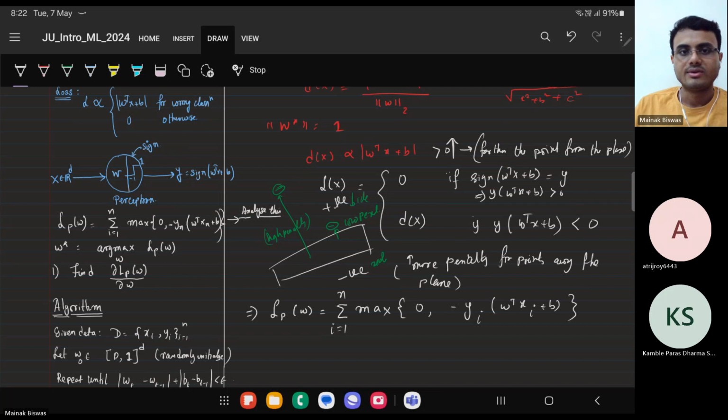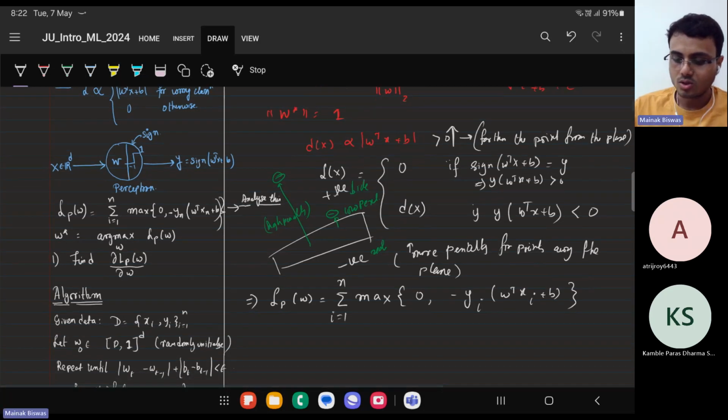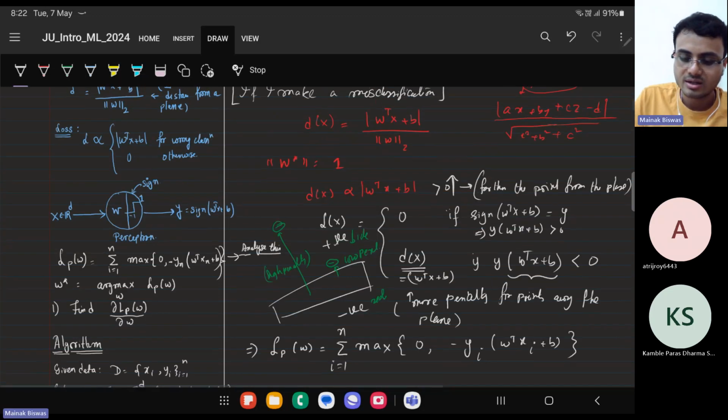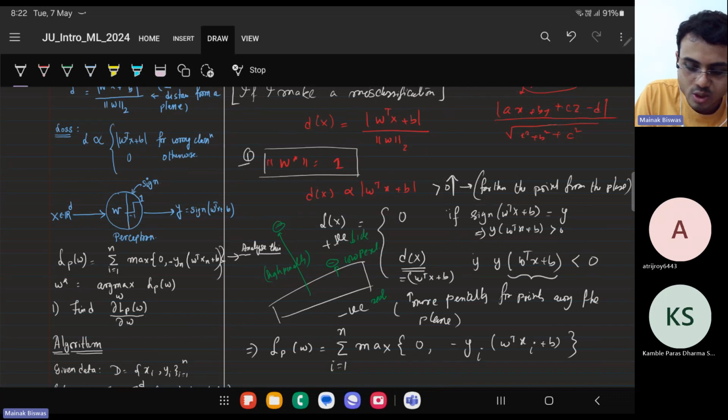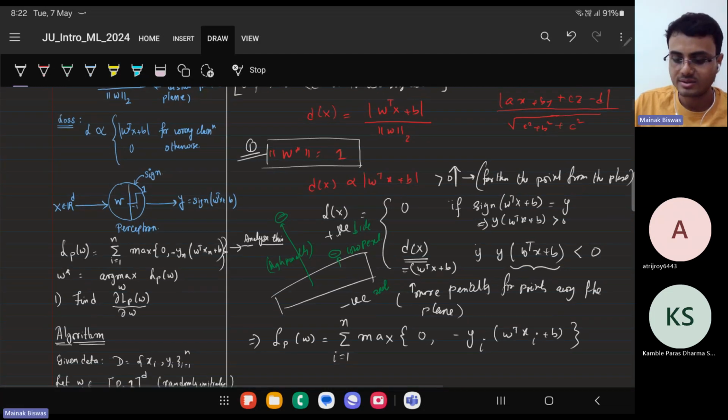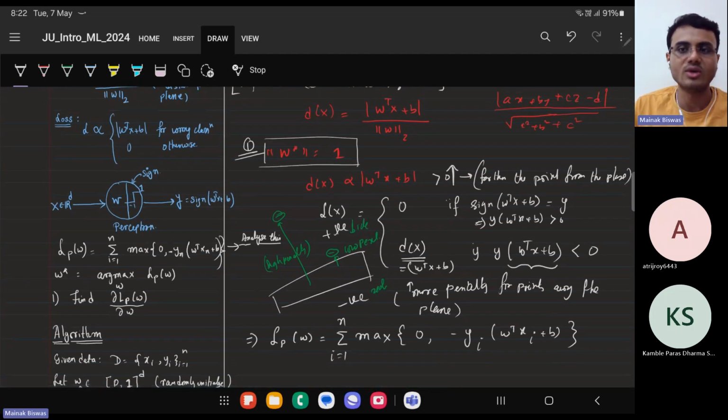The idea is very simple here. Whenever there is a misclassification, do you agree that dx is equal to w transpose x plus b? That's how we defined it. Assuming that w star, the optimal w, has norm 1. Or whatever w you have, you can always normalize it. That's the idea, right?